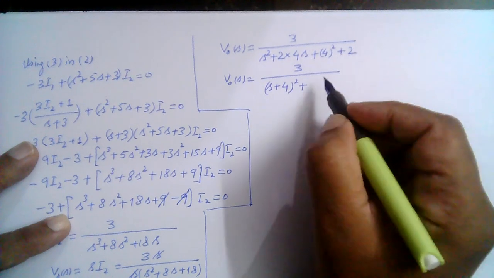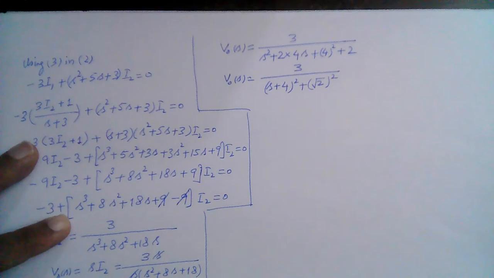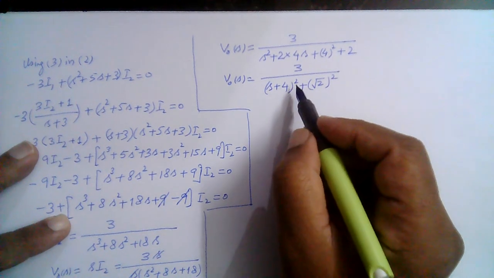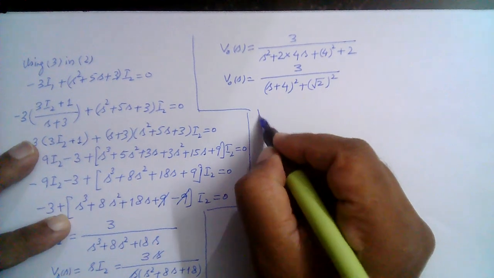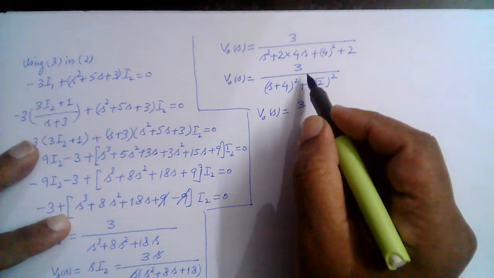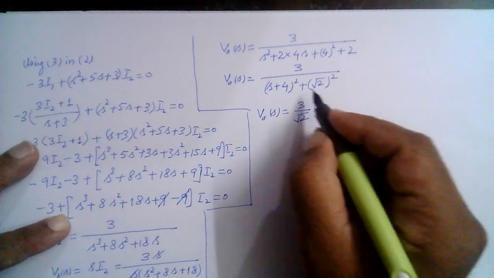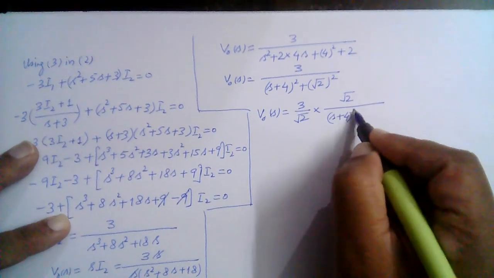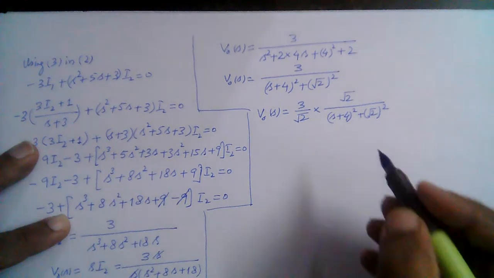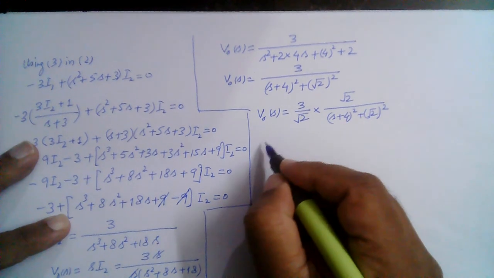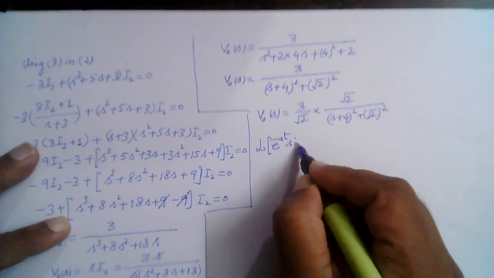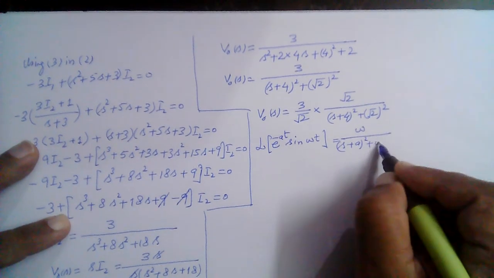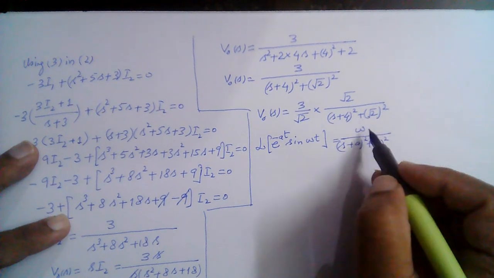So V naught S is equal to 3 divided by S plus 4 square plus square root of 2 square. Now we know that with this square root of 2 here, this will be the Laplace transform of e raised to the power minus at sine omega t, right? So let me rewrite it this way. We multiply and divide by square root of 2. So this is 3 divided by square root of 2, multiplied by square root of 2 over S plus 4 square plus square root of 2 square. The Laplace transform of e raised to the power minus at sine omega t is given by omega over S plus a square plus omega square.